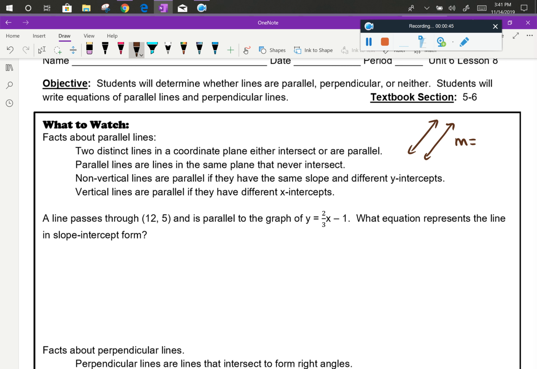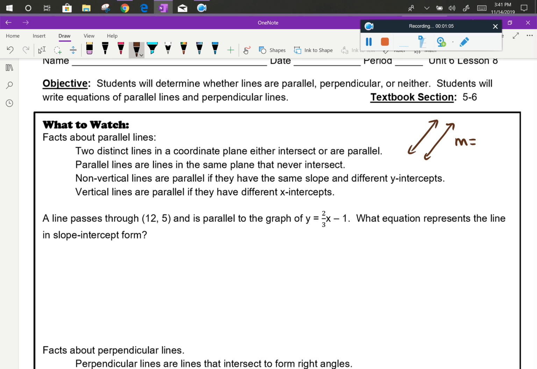All right, parallel lines are lines in the same plane that never intersect. So that's sort of the definition of parallel lines. Non-vertical lines are parallel if they have the same slope and different y-intercepts. Okay, so non-vertical is important, right? Remember, lines that are vertical don't have a slope. So we can't say that they have the same slope because they don't have one.